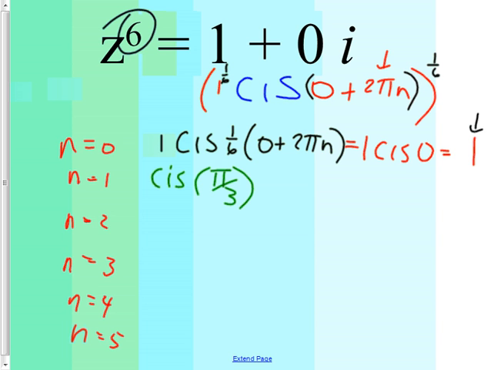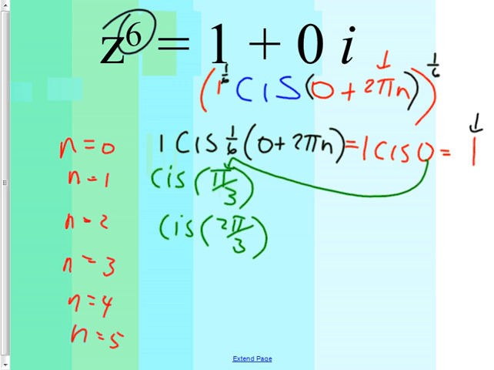How many of you got cis of pi over 3? Okay, good. Notice what the angle was last time was 0. Notice the angle went to pi over 3. Looked like it went up pi over 3. Get what I'm saying? So then I bet you anything that you could just add pi over 3 again next time. Did anybody already calculate the next one? Did it come out to cis of 2 pi over 3?